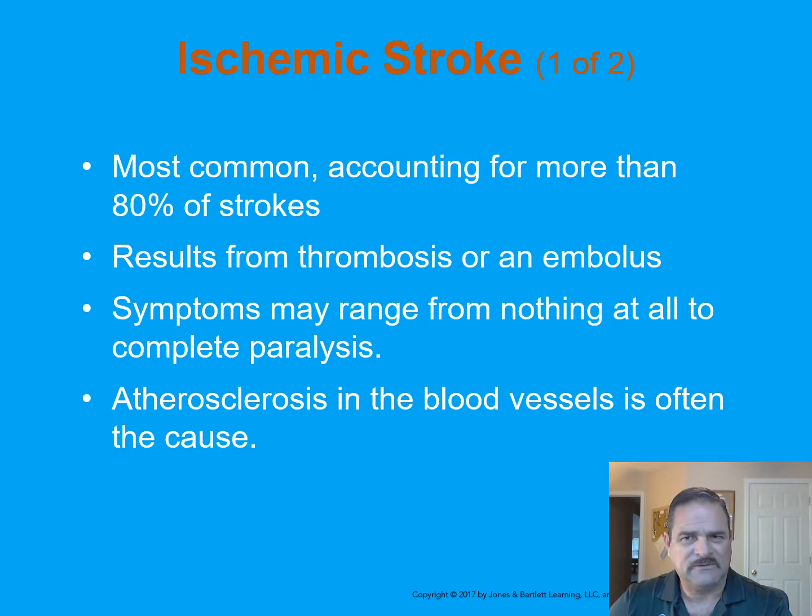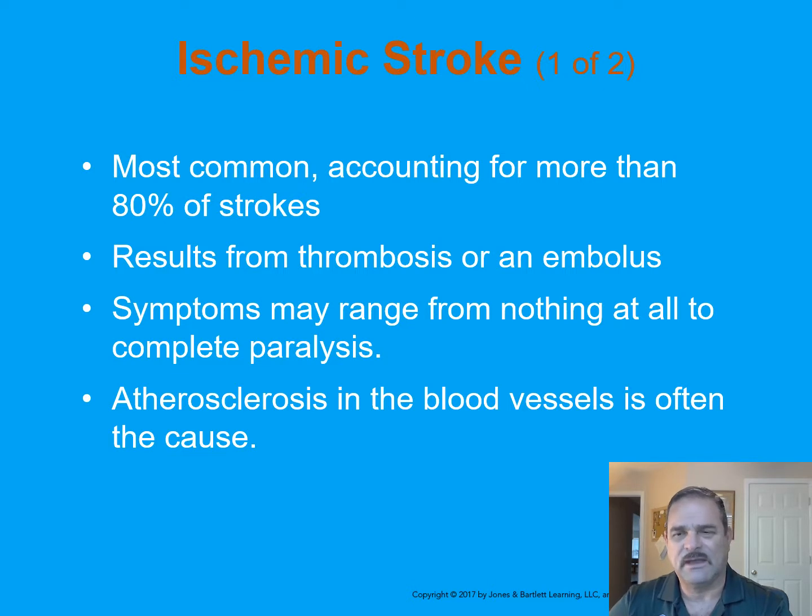All right, so we have different types. The first one is an ischemic stroke. It is most common, accounting for more than 80% of all strokes. It results from a thrombosis or an embolus that's blocking the artery that's supplying that area. So symptoms may range from nothing at all to complete paralysis. Atherosclerosis in the blood vessel is often the cause.